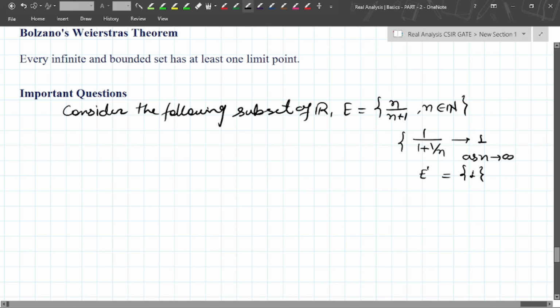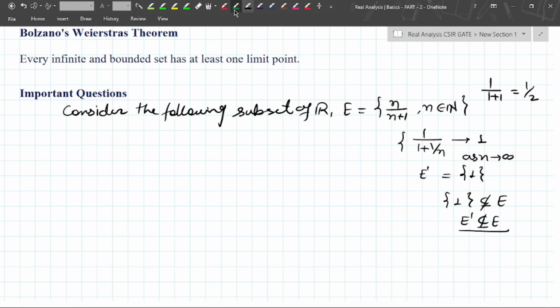Another thing is, does E contain 1? The least value in the natural numbers is 1, and 1 upon 1 plus 1 is 1 by 2. So it starts from 1 by 2. It means 1 is not contained in E. So the derived set is not contained in E, which means E is not closed.